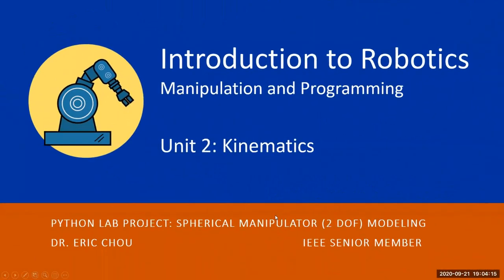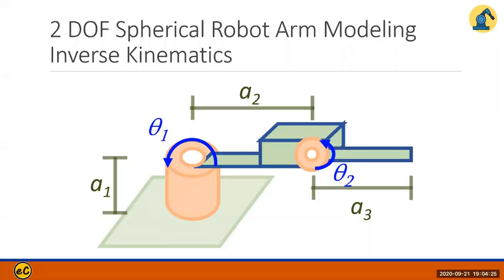Unit 2, Kinematics, Python Lab Project, Spherical Manipulator, Second Degree of Freedom Modeling. In this assignment, you are going to provide the model for this second degree of freedom spherical robotic arm, and we would like you to come up with the inverse kinematics equations.